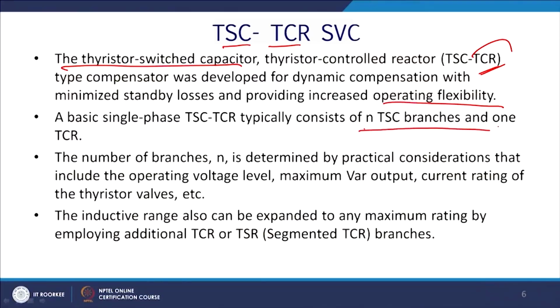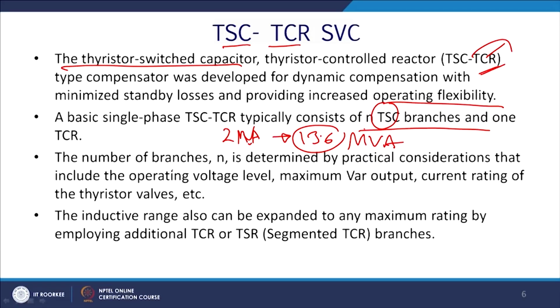A basic single phase TSC-TCR typically consists of n branches of the TSC, let us say each has a rating of 2 MVA. Again, same example, you require 13.6 MVA dynamically, as you have computed. So, what you will do, you will switch on 7 such TSC branches, and minus 0.4 MVAr will be provided by the TCR. That is the principle of operation of these combinations, it is very simple.